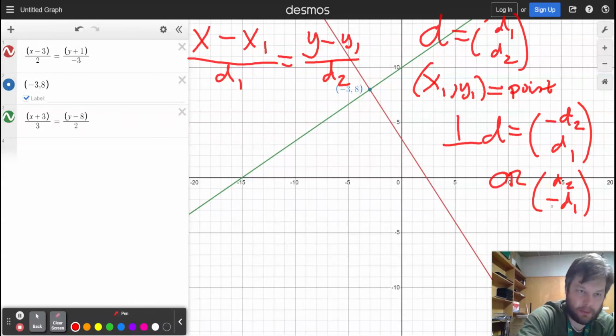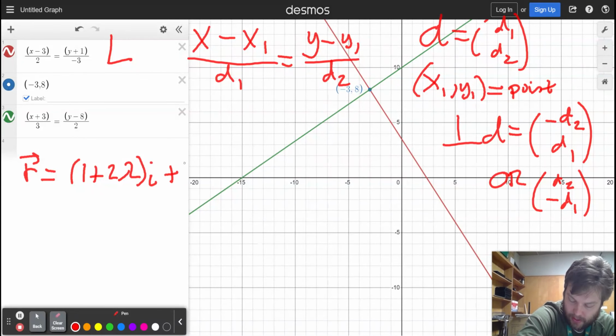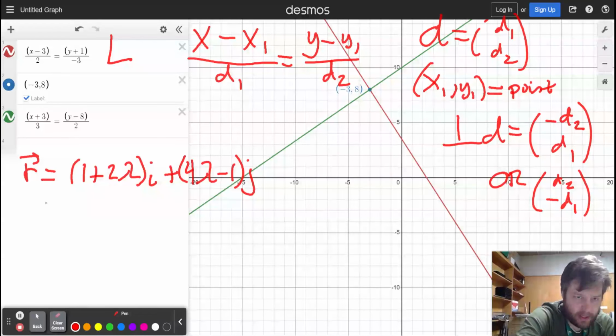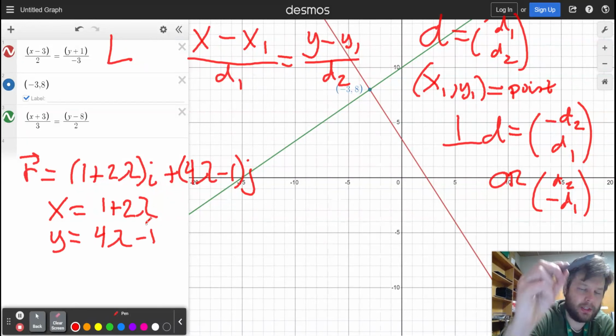Great. Okay. So we have a new line. This is line L. We have a new line called R. And the way R is given to us is (1 plus 2 lambda) times i plus (4 lambda minus 1) times j. So what that means is that the x values of R are given as 1 plus 2 lambda, and that the y values on line R are given to us as 4 lambda minus 1.